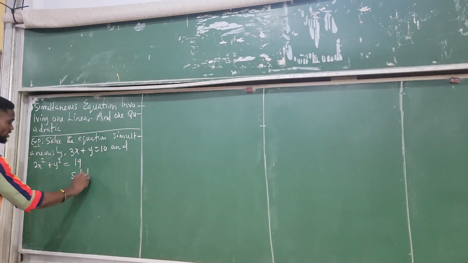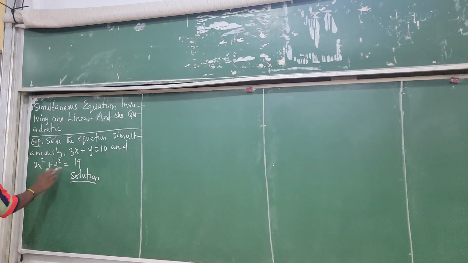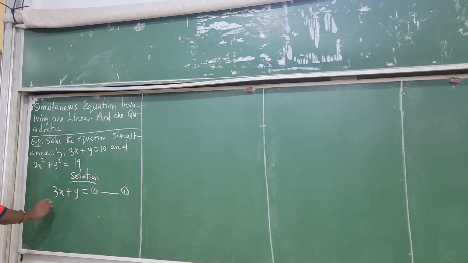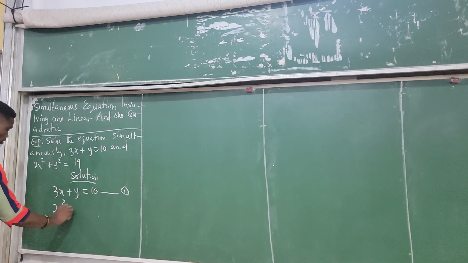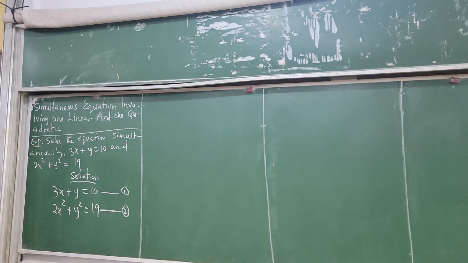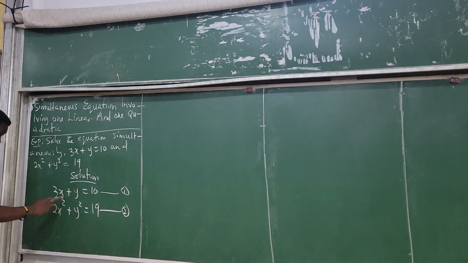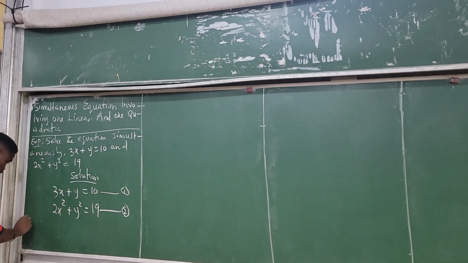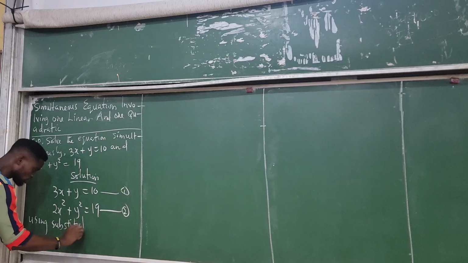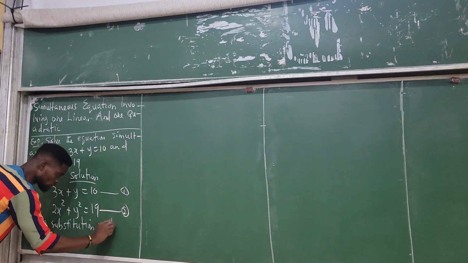Solution. We have 3x plus y is equal to 10. This is equation 1. Then equation 2 is 2x squared plus y squared is equal to 19. Call this equation 2. Take note, I told you there are different ways of solving it. So we are going to use the substitution method to solve this equation.